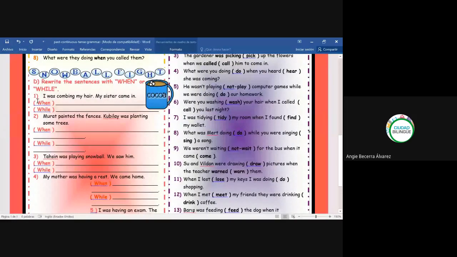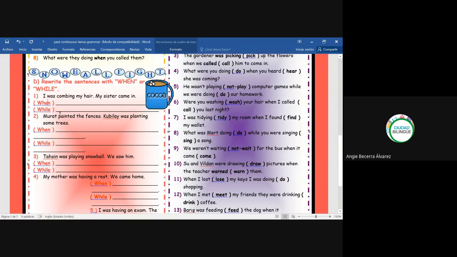So now we are going to do these ones, the letter D. Okay. So what we're going to do is, again, we're going to rewrite the sentences with when or with while. Entonces, ¿qué vamos a hacer? Vamos a reescribir la oración, ¿cierto? Ya sea con when o con while. ¿Ok?